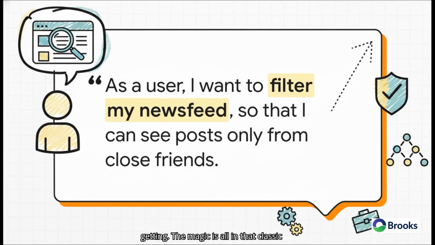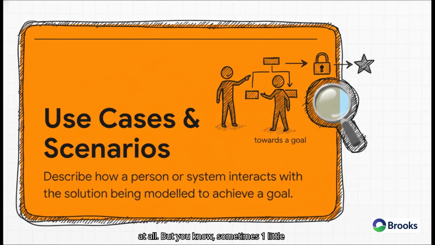The magic is all in that classic format. As a, I want to, so that. It's just brilliant. It forces you to think about three things. Who is this for? What do they want to do? And this is the most important part, why do they want to do it? That so that part, that's everything. That's the value. If you can't fill that in, you should probably ask if you should be building the feature at all.